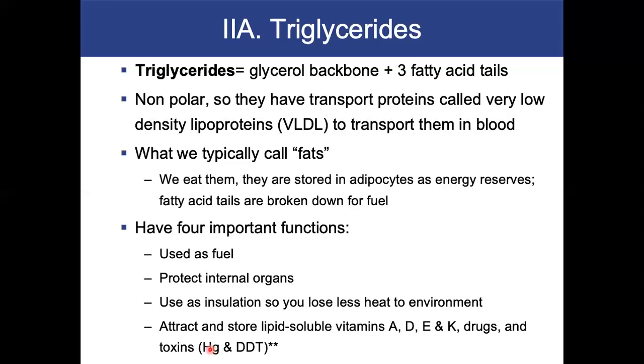Mercury is so dangerous because it's stored in your body fat, and it is stored in your reproductive organs, as well as DDT. And so you can accumulate these toxins very easily. DDT is a pesticide. It was used in the 1950s. It affects reproduction, really the reproduction of birds. It makes their eggshells soft, so when they sit on their nest, the eggshells break.